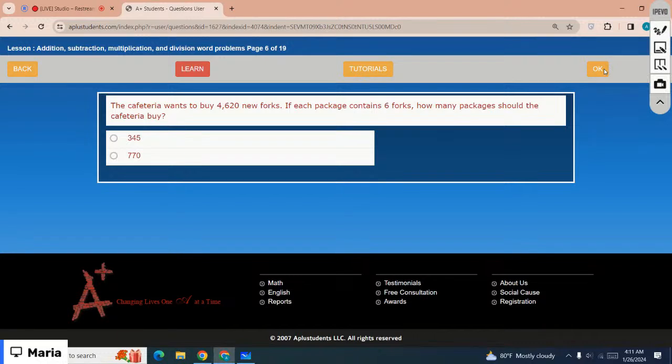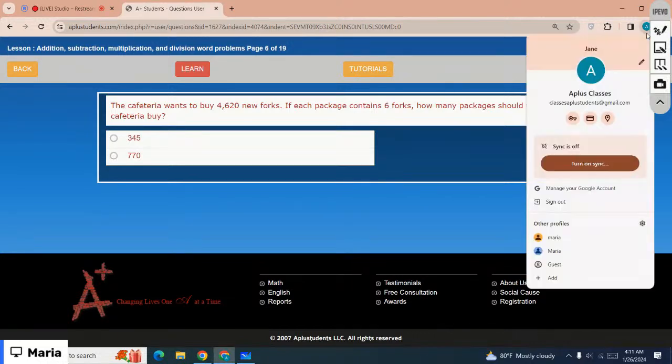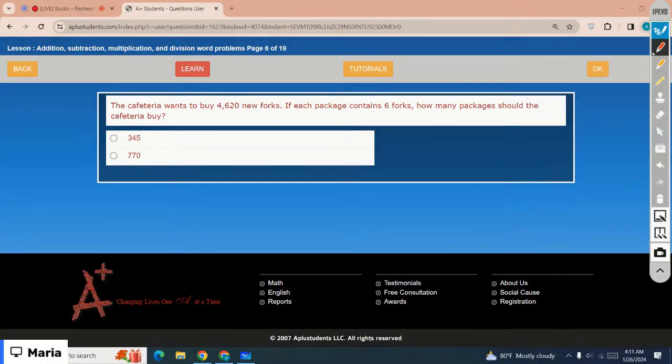You need to divide, right? You have to divide 4,620 by 6. 6 times 7 is 42. 46 divided by 6 is 7 with 4 left over. Again, 6 times 7 is 42, and 6 times 0 is 0.